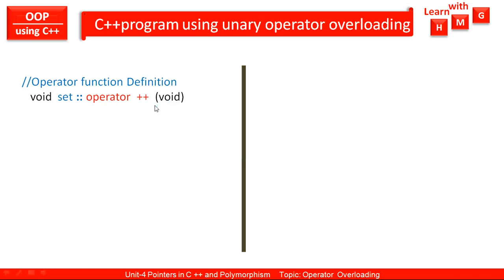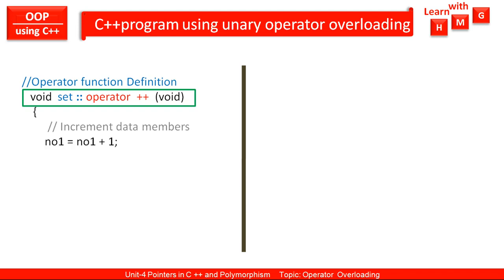Now we are going to write the operator function definition, the function body. Increment data members. There are two data members of our set class, no1 and no2. Now I will increment these values by 1 by adding 1, that is no1 = no1 + 1, no2 = no2 + 1, return and end of the function. So like this my operator function is defined, and now this function I will call in the main function.